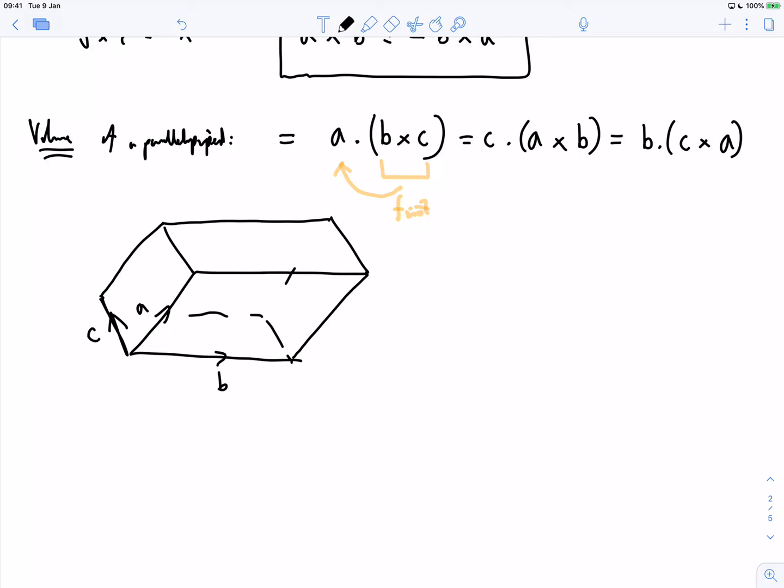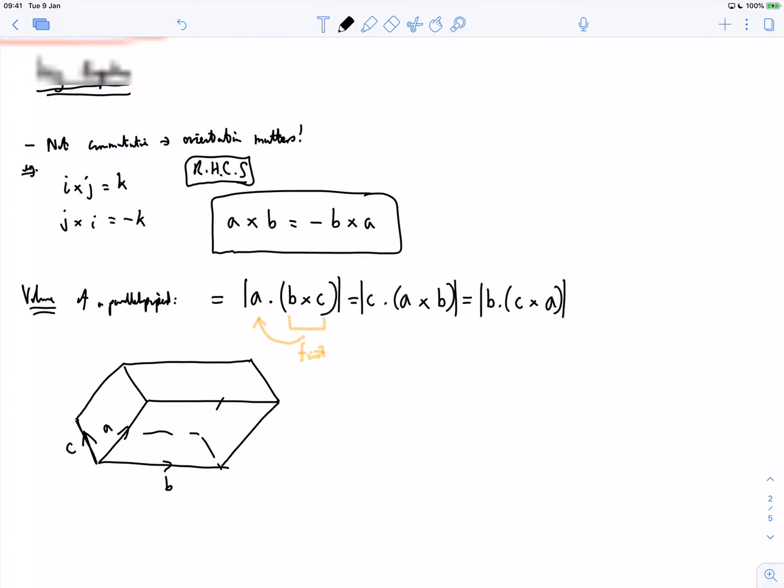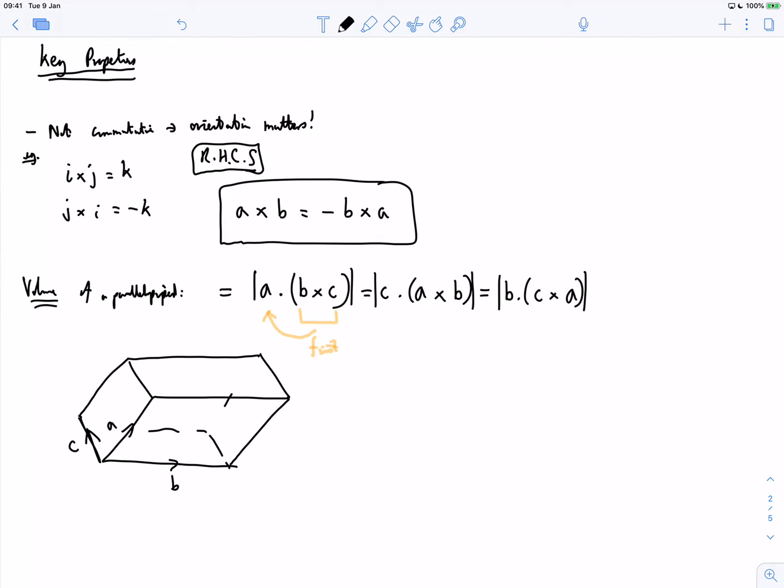If you were to get the order wrong, you would get the negative volume and it just wouldn't make sense. But essentially, if you just want to take the magnitude of this, you'll be fine. Just be aware that commutativity doesn't work for vector multiplication. So be careful which way you're doing things.